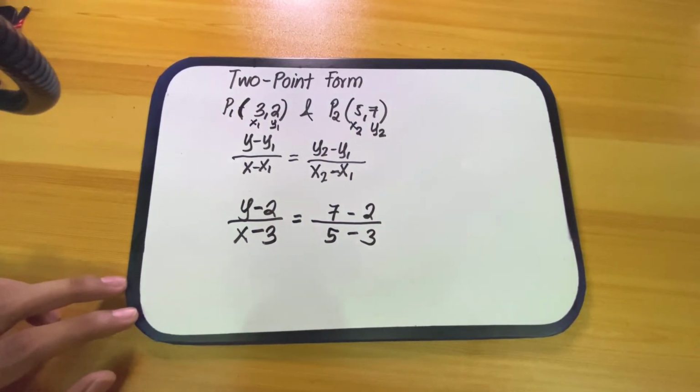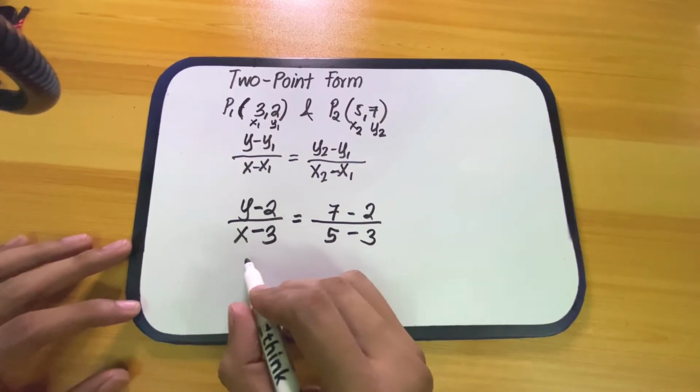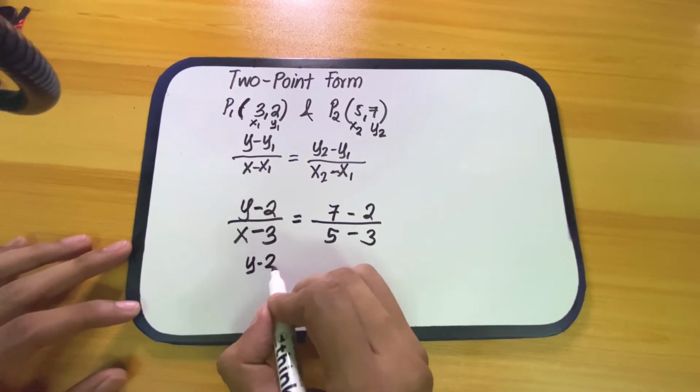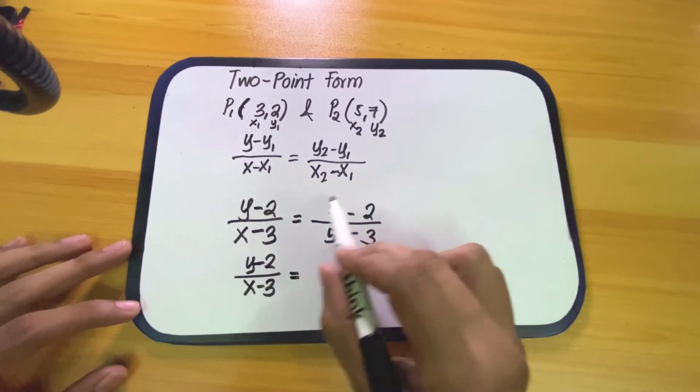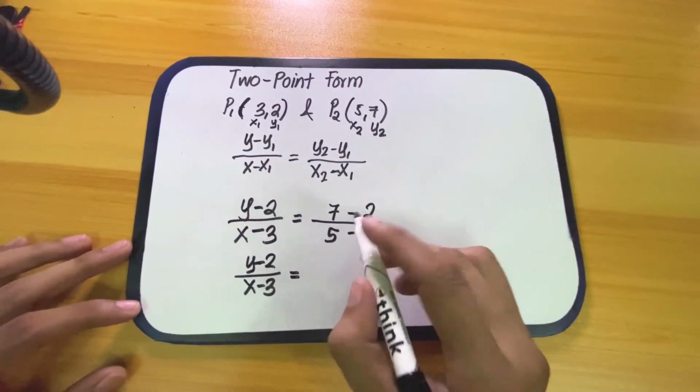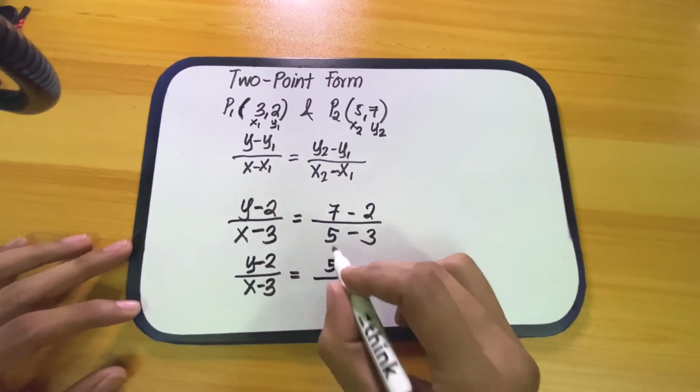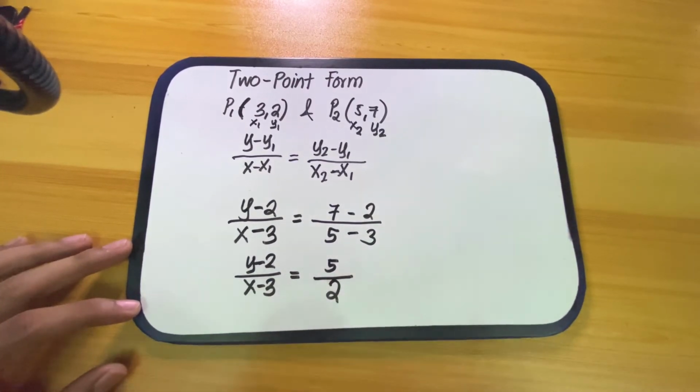Okay, next, copy y minus 2 over x minus 3, because you cannot subtract that one, just copy. Equals, here you can subtract. 7 minus 2 is 5. 5 minus 3 is 2.